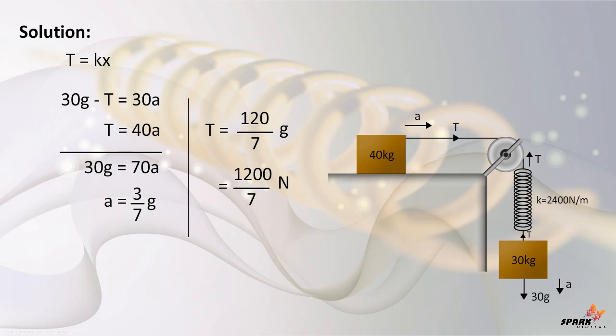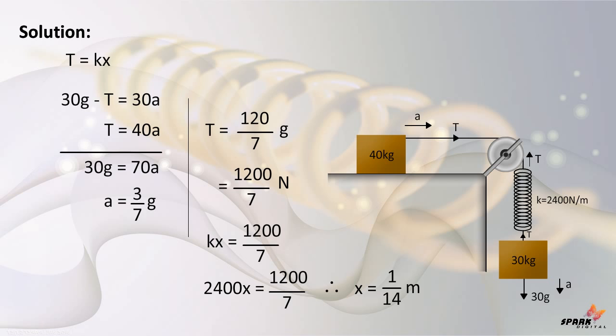And we know that tension is equal to Kx. Hence, Kx is equal to 1200 by 7. Putting the value of K, we get 2400x is equal to 1200 by 7. Therefore, x is equal to 1 by 14 meter.